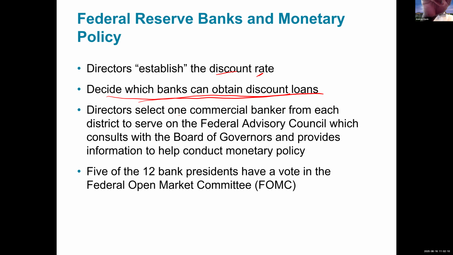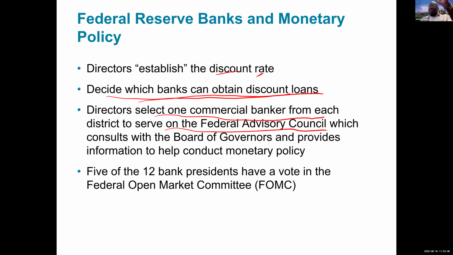And then the directors are going to select one commercial banker from each district to serve on the Federal Advisory Council, which consults with the Board of Governors and provides information to help conduct monetary policy. So the Dallas Fed is going to appoint one professional commercial banker who is going to act as a liaison between that district branch and the Board of Governors in DC. So this person will be like a go-between. They would travel to Washington, D.C., and meet with the Board of Governors. If there's any information to be brought back to the district branch, that is their role. Those are the roles of the Federal Advisory Council.